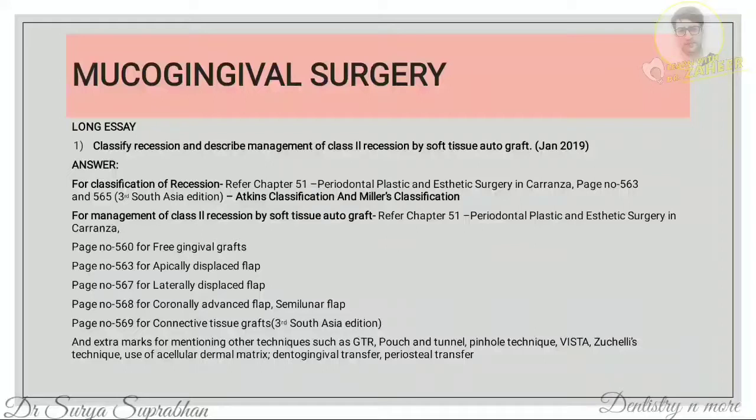For apically displaced flap 563, laterally displaced flap 567, coronally advanced flap. Along with that you have to mention about semilunar flap. Both you can find in page number 568, and then about the connective tissue graft in 569. You will get extra marks if you mention about the other techniques such as the GTR, pouch and tunnel, pinhole technique, Vista method, Zucchelli's technique, and use of Ursula dermal matrix, then dentogingival transfer and periosteal transfer.